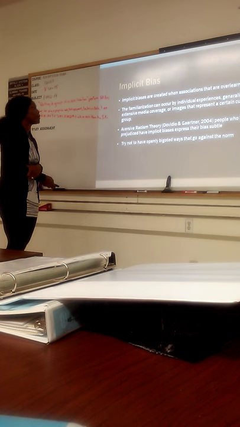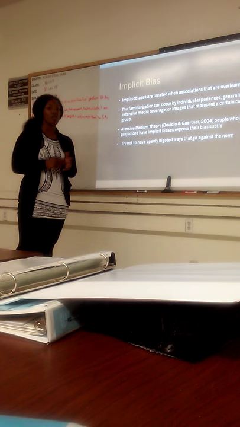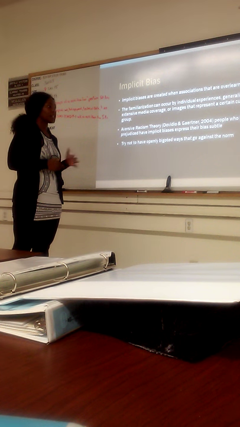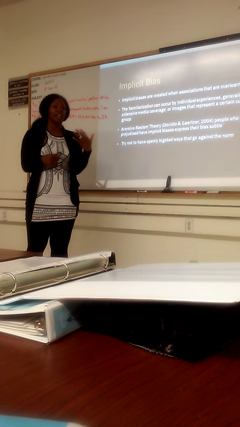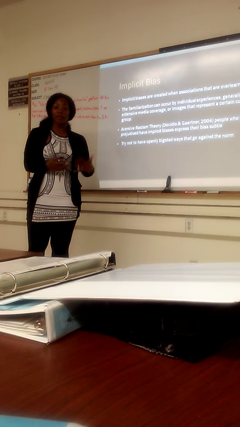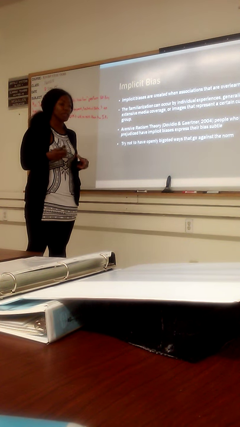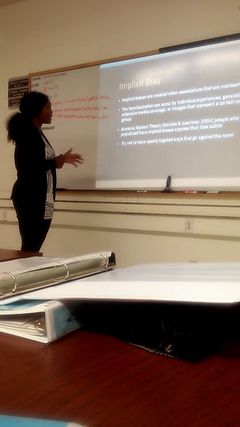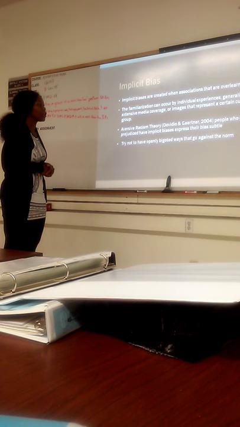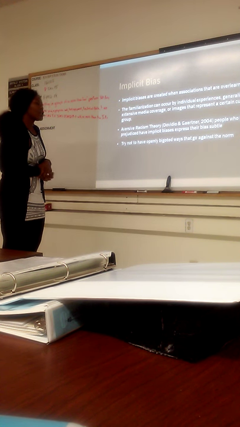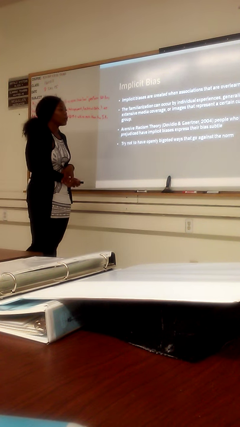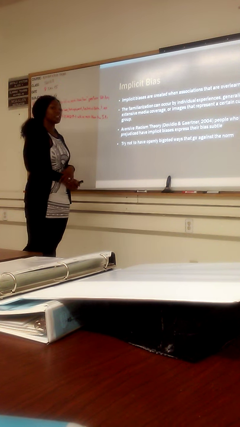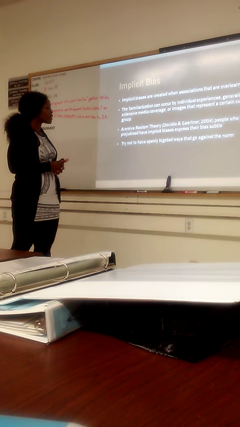Implicit bias is created when associations are overlearned. So it is basically the things in your environment that you acquire over time, and they're symbols to kind of make association about a certain group. In doing that, the familiarization can occur by individual experiences, general depictions of extensive media coverage, or images that represent a certain culture of related groups. So basically anything can actually cause this.